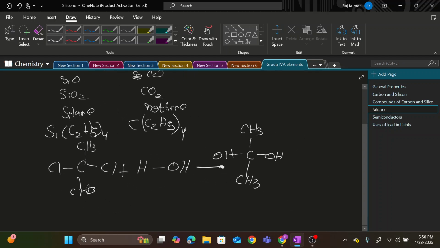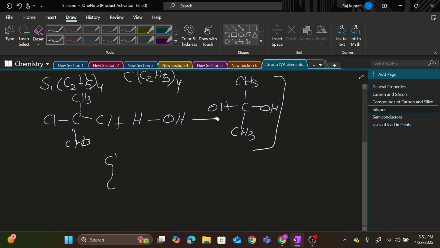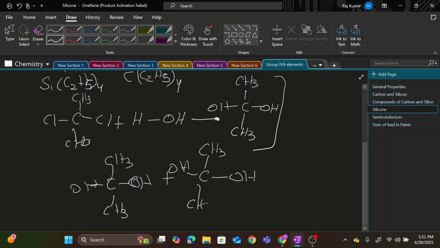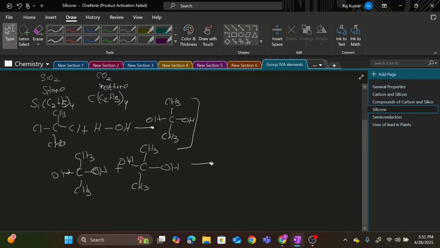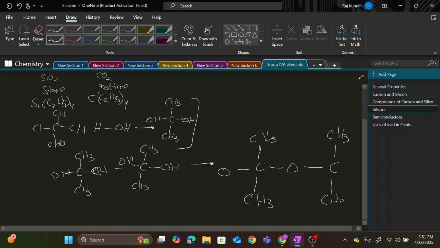Right? So when this structure further reacts with its own molecule, it produces a continuous linkage with the help of oxygen. In that way, a very long chain is formed.